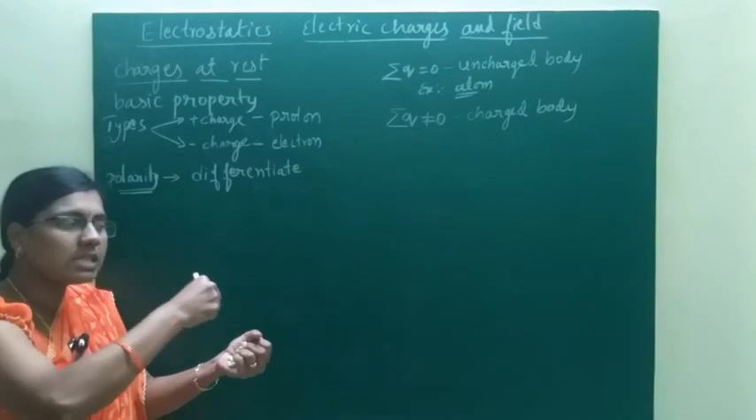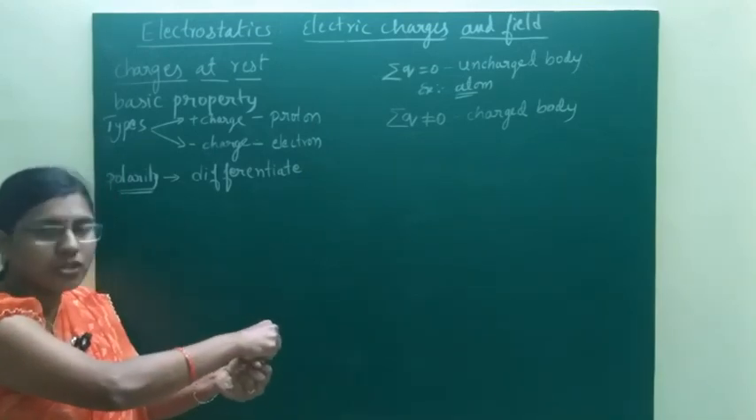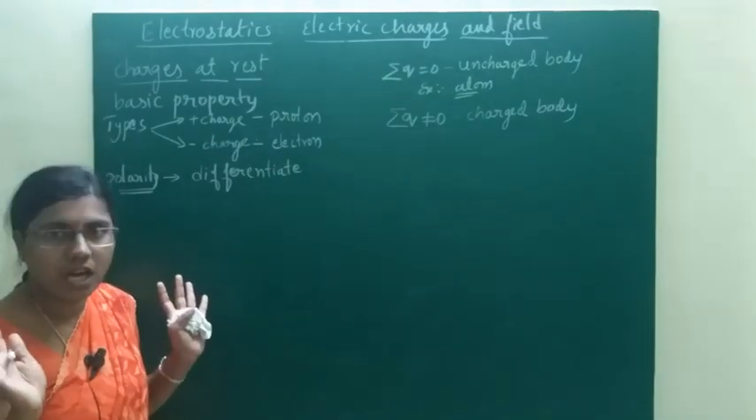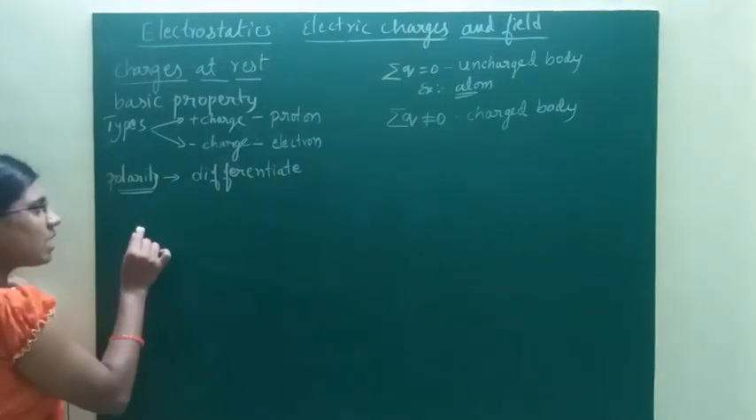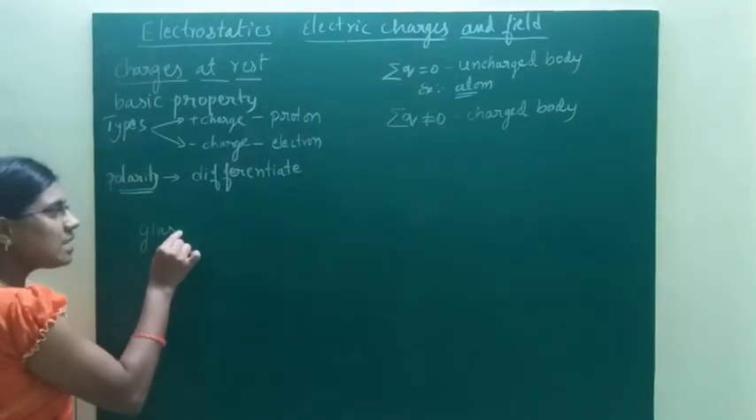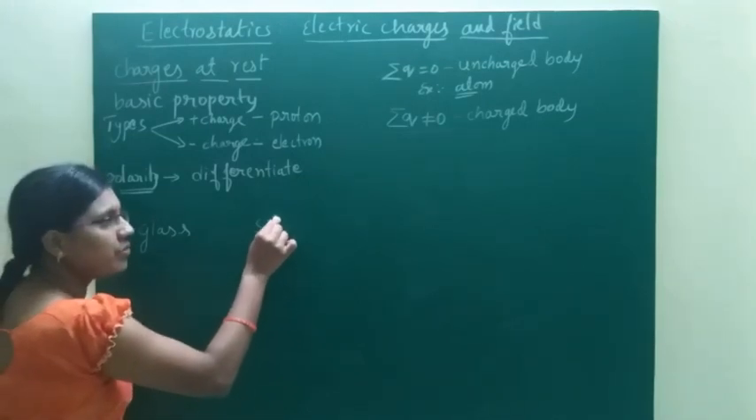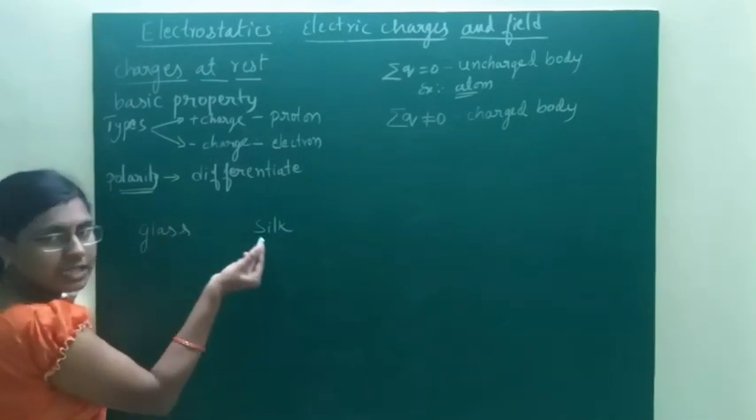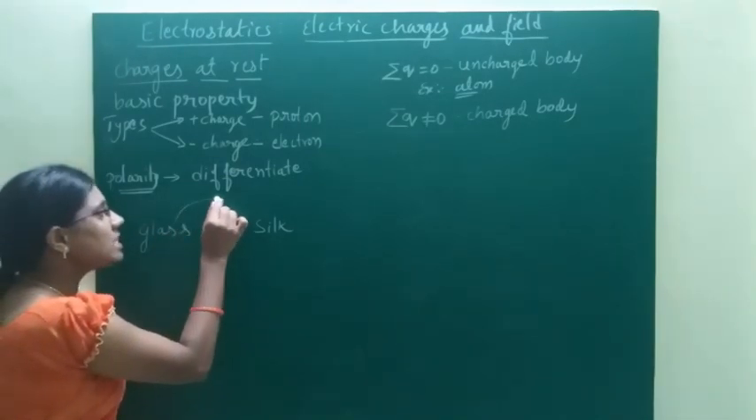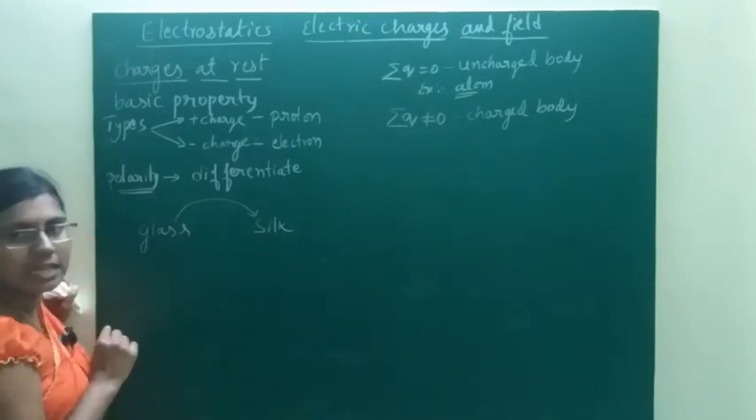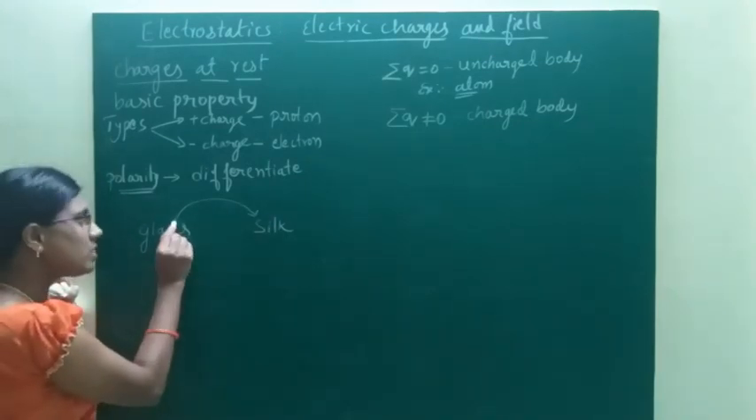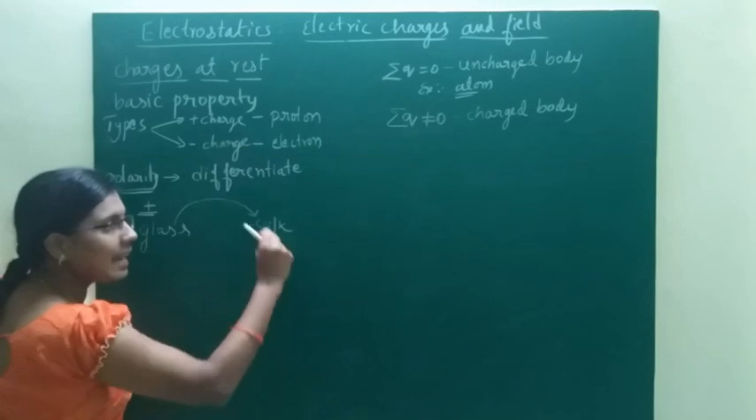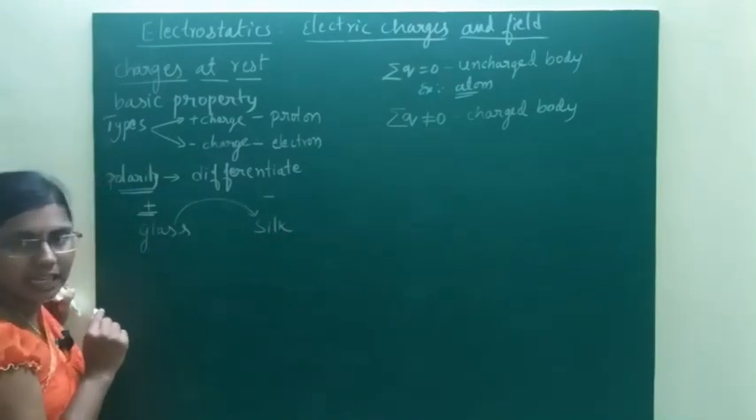So the process of adding electrons to a body or removing electrons from a body makes the body charged. Example: suppose you rub a glass rod with a silk cloth. The glass rod loses electrons, meaning electrons transfer from the glass rod to the silk cloth. So the glass rod loses electrons and becomes positively charged, and the silk cloth gains electrons, so it becomes negatively charged.